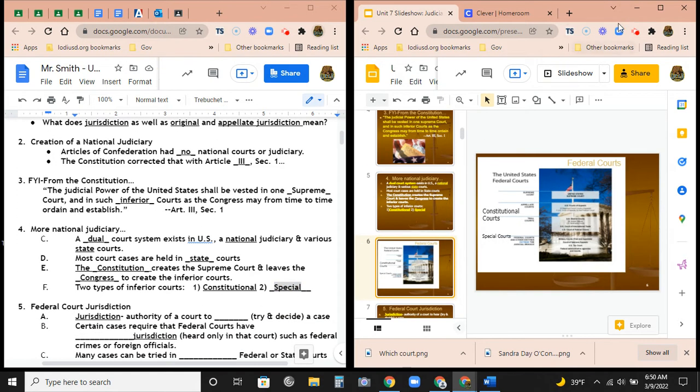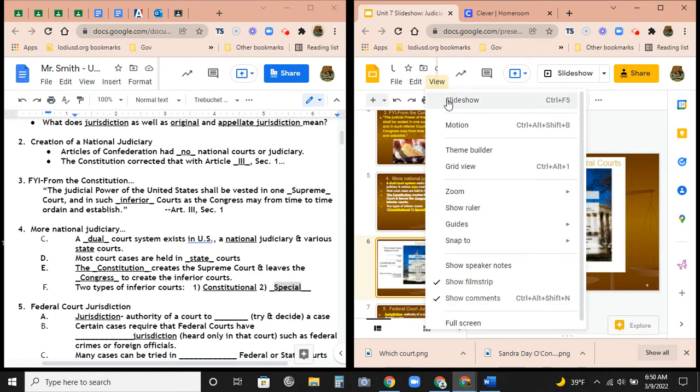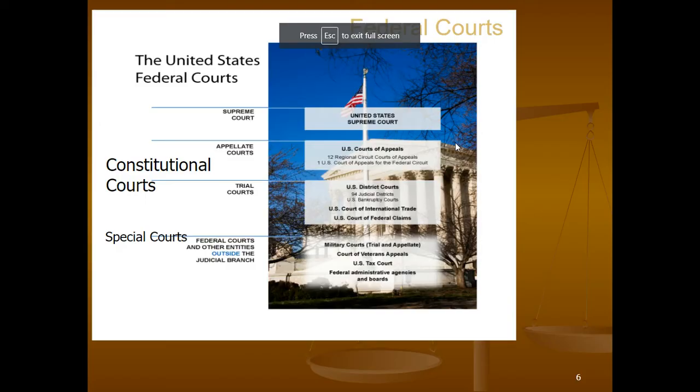Okay, let's go ahead and look at this one in detail. All right. So you see at the top there, you have the U.S. Supreme Court. But as the top of the appellate courts, you have the U.S. Court of Appeals, and there's 12 regional ones. I think we're in District 9. There's one U.S. Court of Appeals for the Federal Circuit.